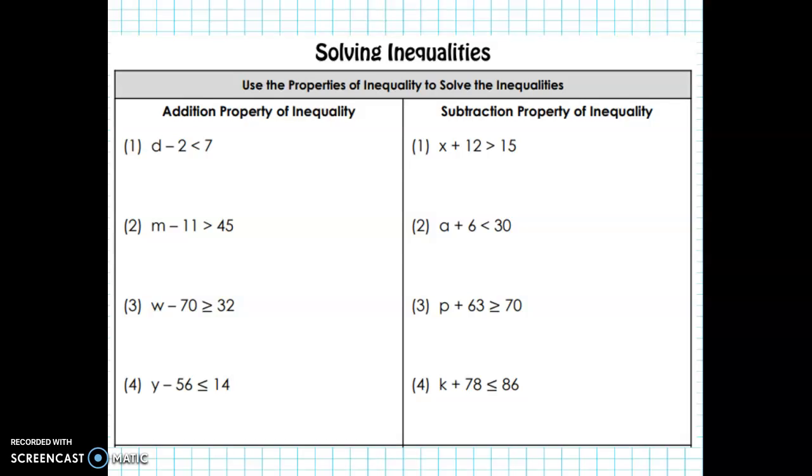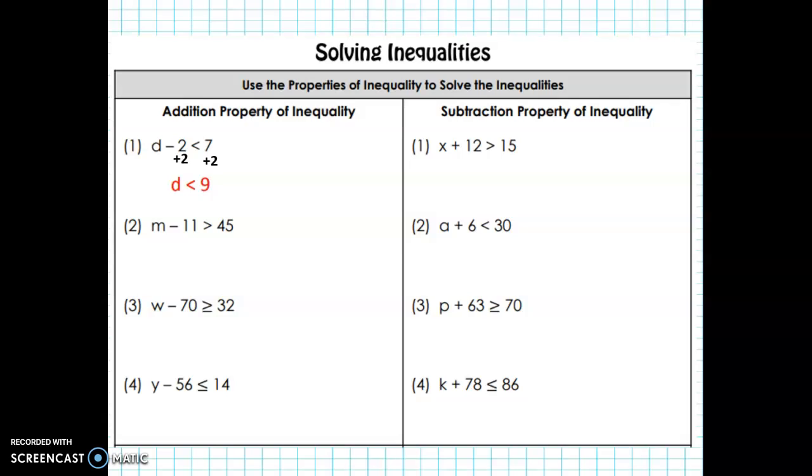You can solve inequalities just like you would solve an equation. If the problem is subtracting, you're going to add to both sides of the inequality sign in order to get the variable isolated by itself. d minus 2 is less than 7. Since it's subtracting 2, we are going to add 2 to both sides of the symbol. That leaves us with d is less than 9.